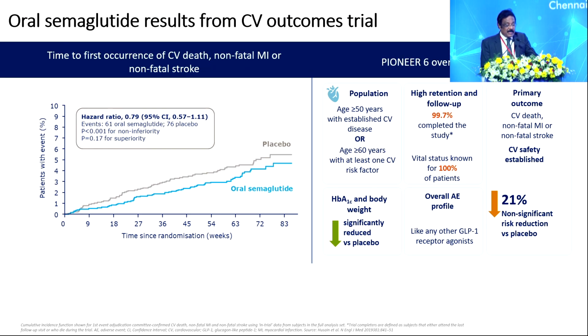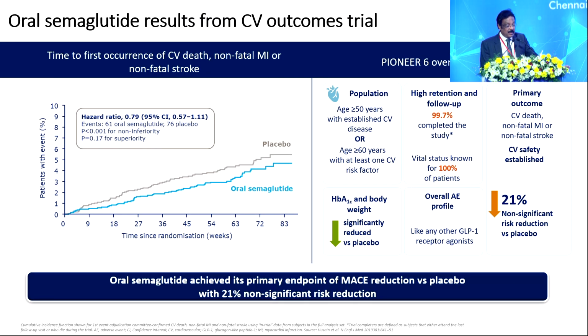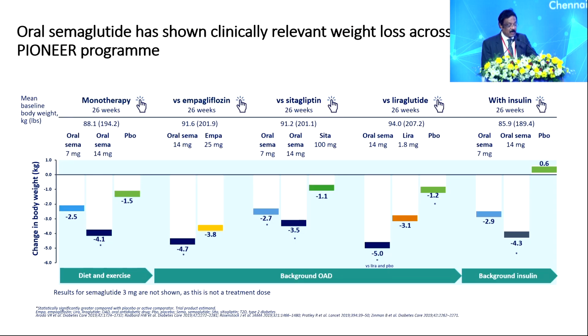And of course, in the overall summary of the oral semaglutide results from the CV outcome trials in the PIONEER 6 program, oral semaglutide achieved its primary endpoint of MACE reduction versus placebo, with a 21% non-significant risk reduction seen. So this semaglutide molecule, oral semaglutide in GLP-1, has all the benefits on the cardiovascular system, which can be denoted as a disease modifying agent. Here I am mentioning only oral semaglutide because the topic given to me is disease modifying OAD combination, so I am not going into the detail of the injectable GLP-1 analogs.